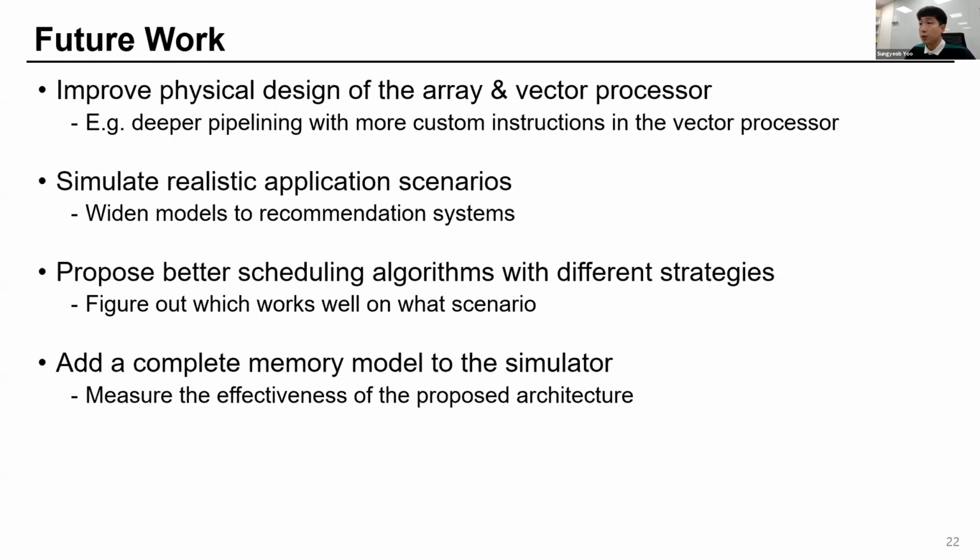As the initial experimental results showed that the proposed heterogeneous architecture was promising for multi-DNN inference workloads, we have several future works to improve it. First, we plan to improve the physical design of the array and vector processor. For example, the vector processor can have a deeper pipeline with more custom instructions. Second, we plan to simulate realistic application scenarios. Widening to recommendation systems, we consider running the characterized ML inference workloads used in Facebook data centers.